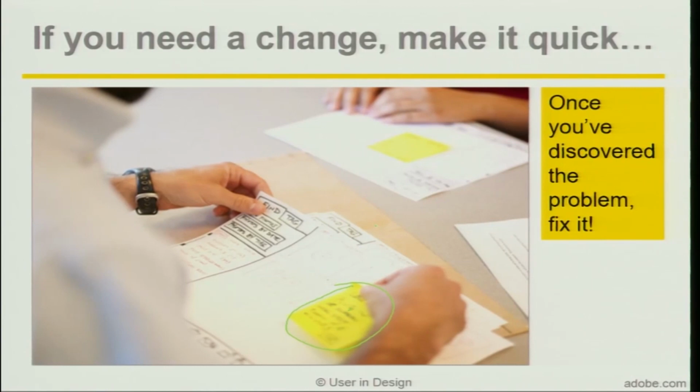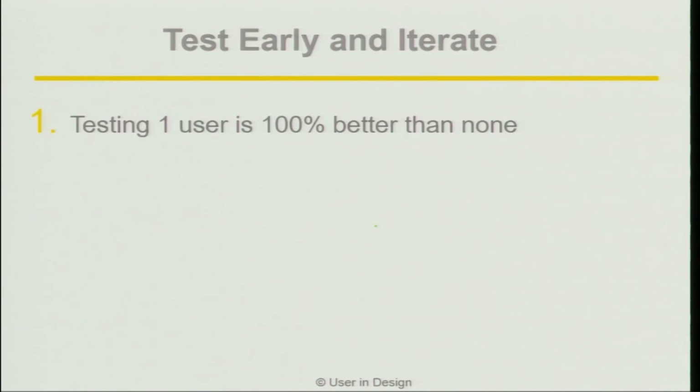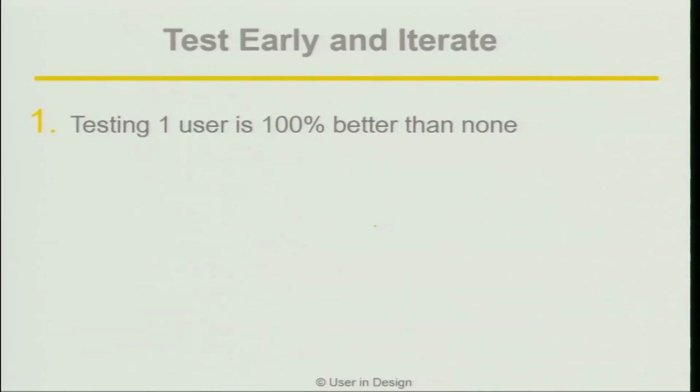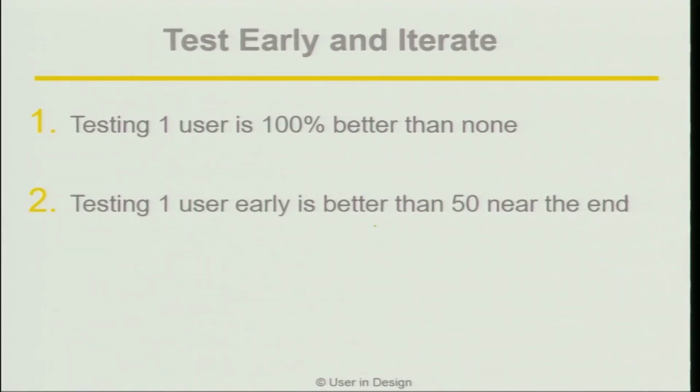So if you need a change, make it quick. Test early and iterate. Testing one user is 100% better than none, as I told you earlier. Should you test anybody or nobody? Test anybody. It's much better to get another human being to look, and at least maybe a few things you will be able to discover that don't work, right? One user is 100% better than none. Testing one user early is better than 15 near the end.